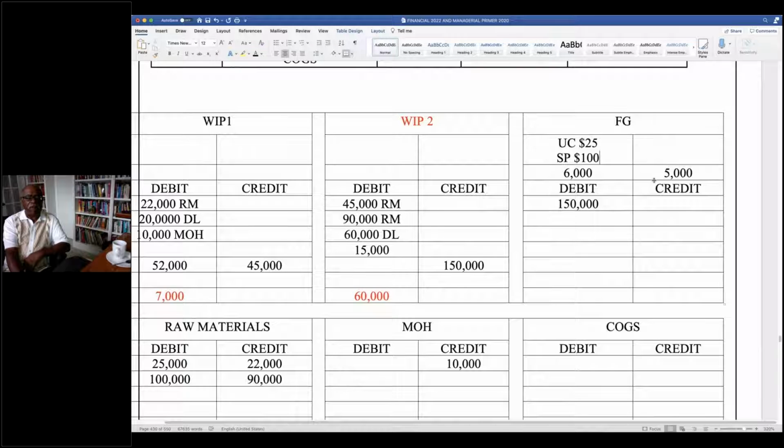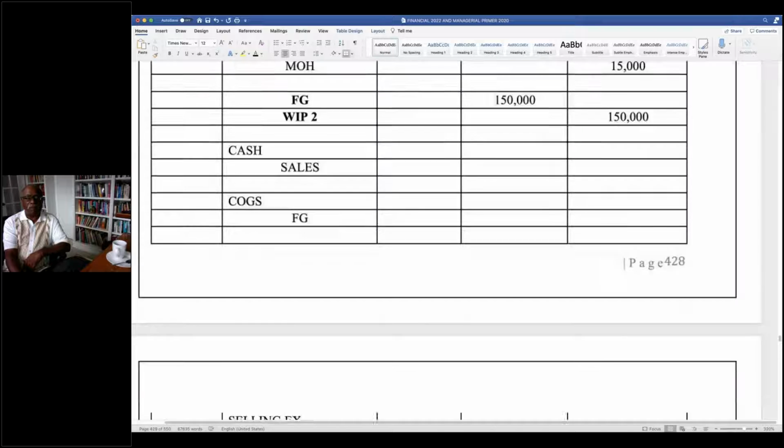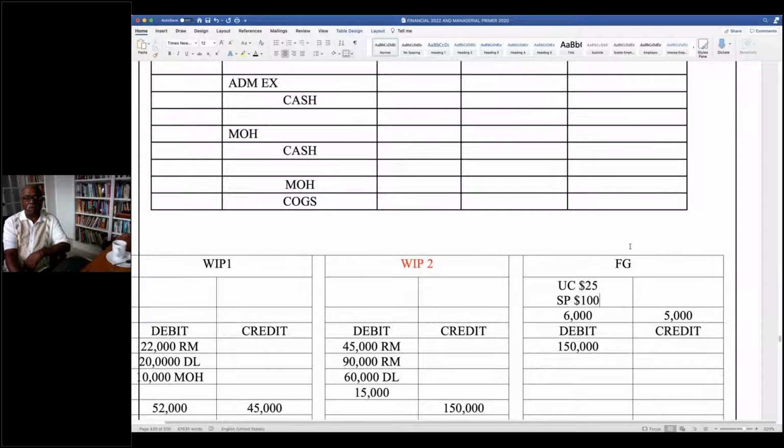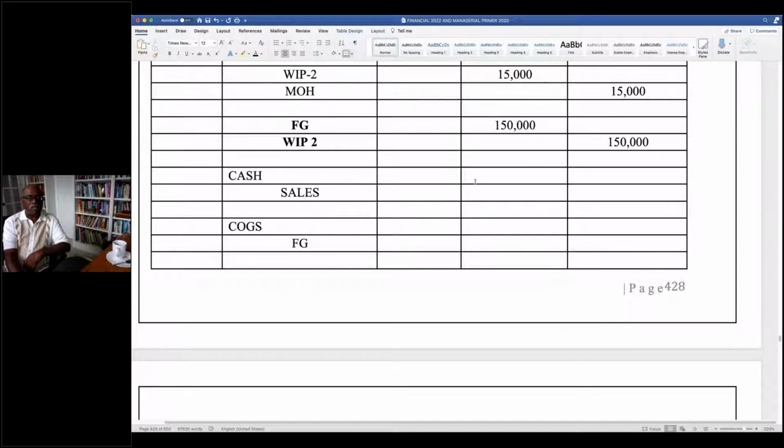How many did we sell? 5,000. We sold 5,000. So 5,000 times 100 is 500,000. So we have cash of 500,000, and sales.